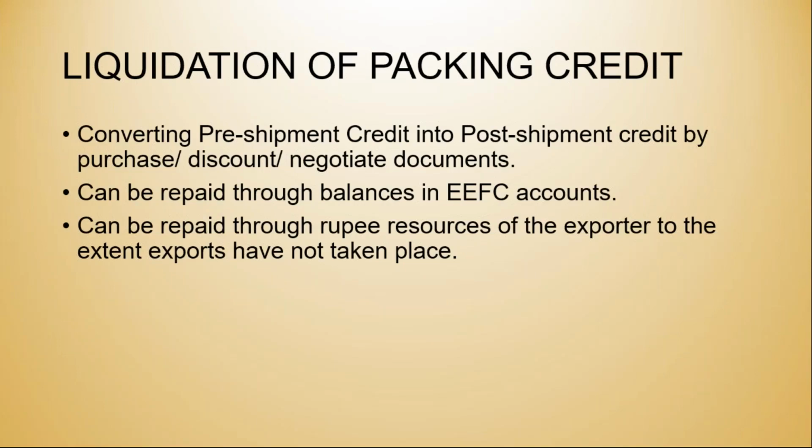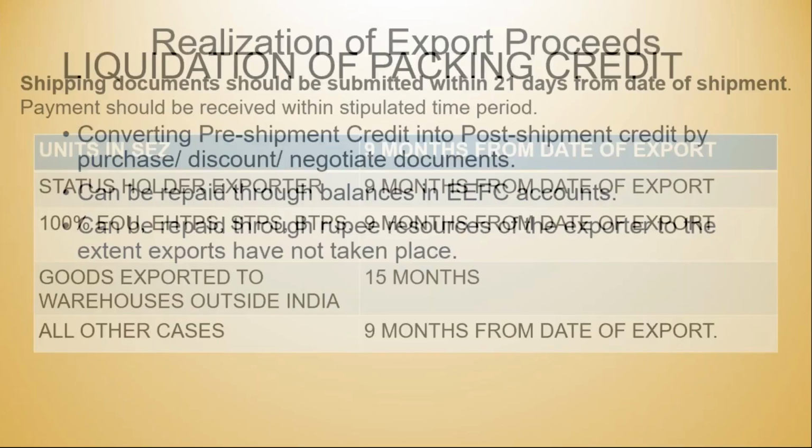For the packing credit you have taken, the credit can be balanced through the EEFC account also, the exchange earners' foreign currency account. You can keep an account in foreign currency, and the foreign currency realization from the export can be set off. The amount you have taken as your finance, pre-shipment or post-shipment, can be balanced or adjusted towards your realization.